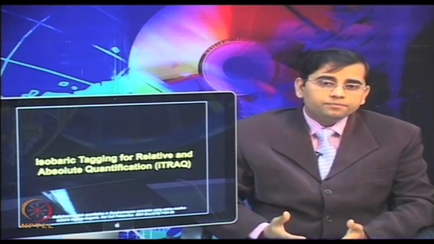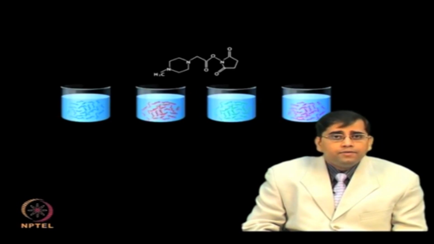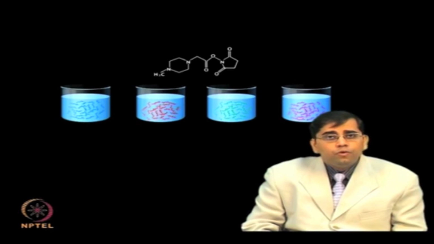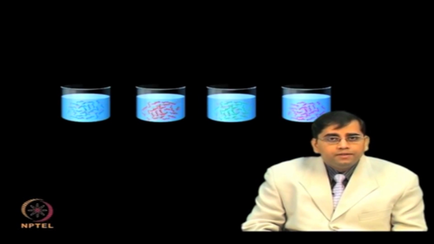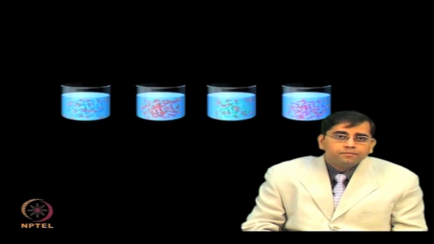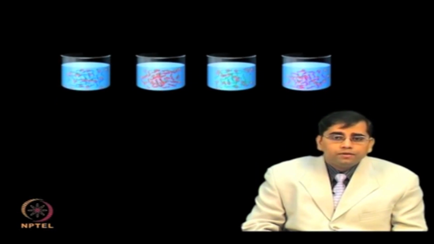The iTRAQ technique was first described by Ross et al. in 2004. I have given you the reference at the bottom of my slide, and it was subsequently commercialized by Applied Biosystems. iTRAQ is an MS based technique for relative and absolute quantitation of protein. iTRAQ reagents are a set of 4 isobaric amine specific labeling reagents: 114, 115, 116 and 117. An iTRAQ reagent consists of a reporter group, a balancer group and a peptide reactive group.